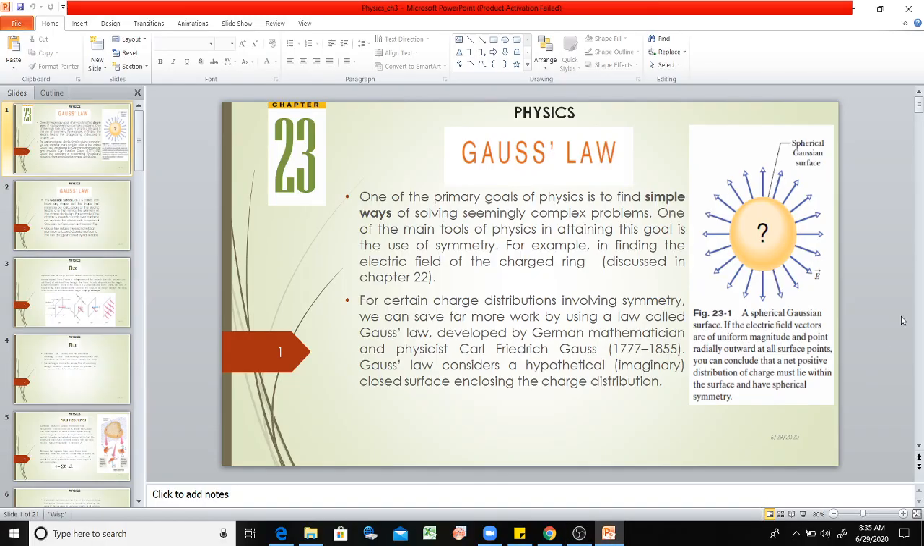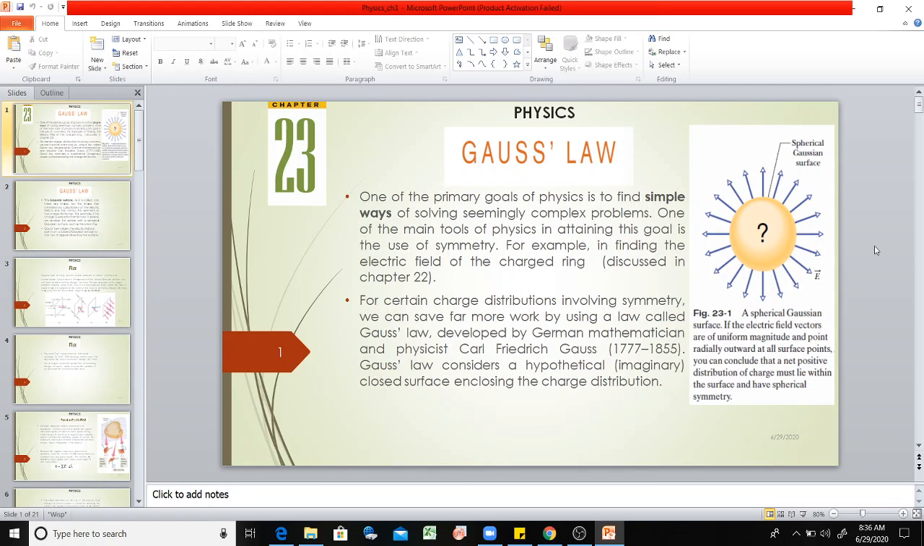Bismillahirrahmanirrahim. Good morning, everyone. Our lecture today is about Gauss's law, chapter number 23 of electricity and magnetism. To start with Gauss's law, we have studied chapter 21 about static charges, chapter 22 about electric fields, and today we are going to study Gauss's law.